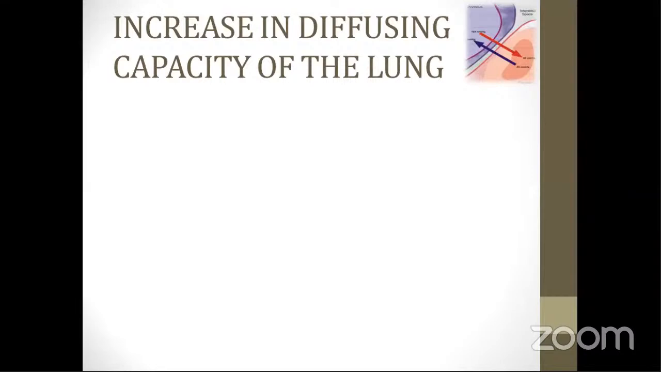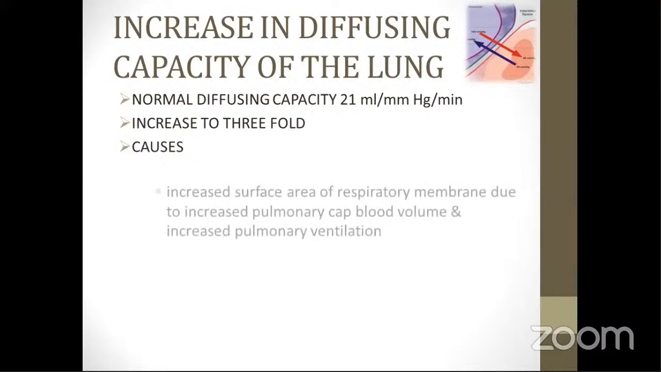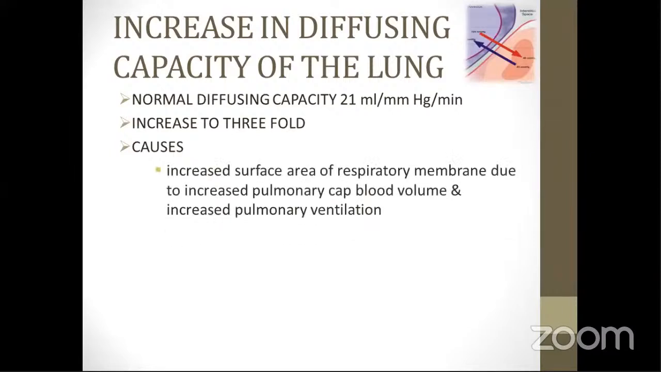Okay, and the next physiological change is increase in diffusing capacity of the lung. And how is this diffusing capacity increased? Normal diffusing capacity is 21 ml per millimeter of mercury per minute, and this is increased 3-fold in case of acclimatization. And what are the causes for this increased diffusing capacity? There is increased surface area of the respiratory membrane due to increased pulmonary capillary blood volume and increased pulmonary ventilation.